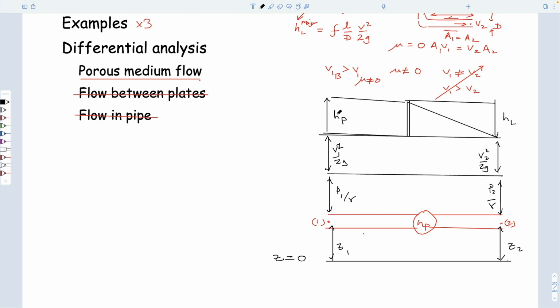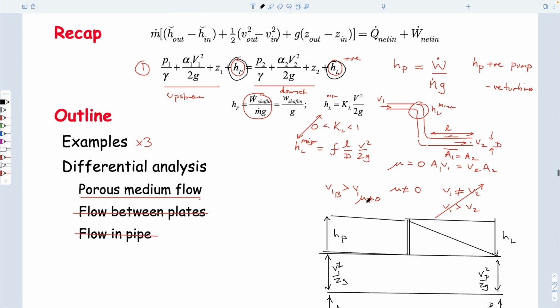You're adding energy into the system on the upstream side, and you're taking it out where it arrives. That explains exactly what these terms are. So that's our easiest way to think of this. This is the one that we'll use 90% of the time.